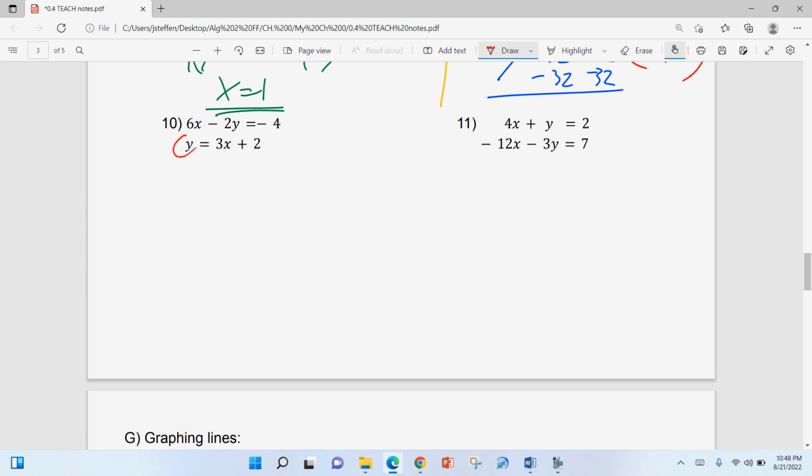Number 10, again, the y is all by itself, so that's kind of nice to sub in. So I'm going to use substitution. If you wanted to use elimination, you could. You just have to put them both in standard form. There's some other ways to do it, but that's going to be the easiest way.